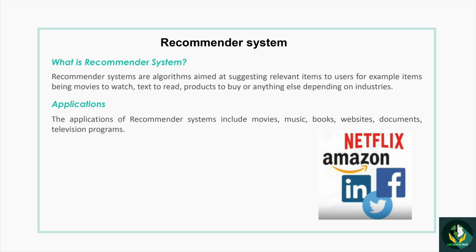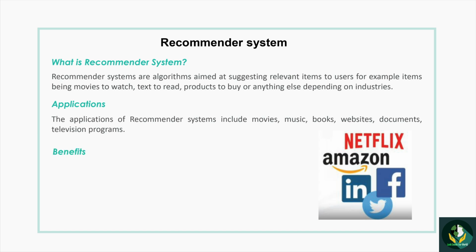The applications of recommender systems include movies, music, books, websites, and television programs. Netflix, Amazon, LinkedIn, Twitter, and Facebook are using recommender systems in their software for different purposes.